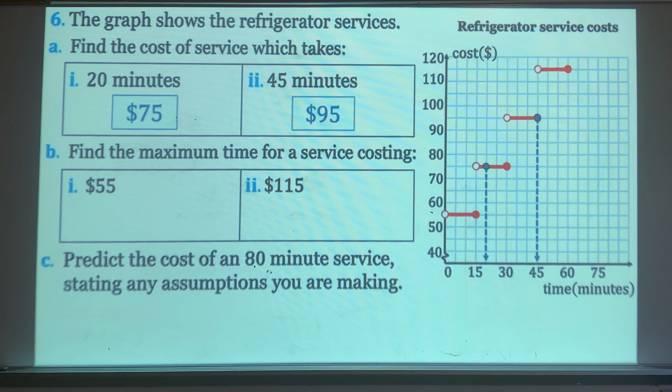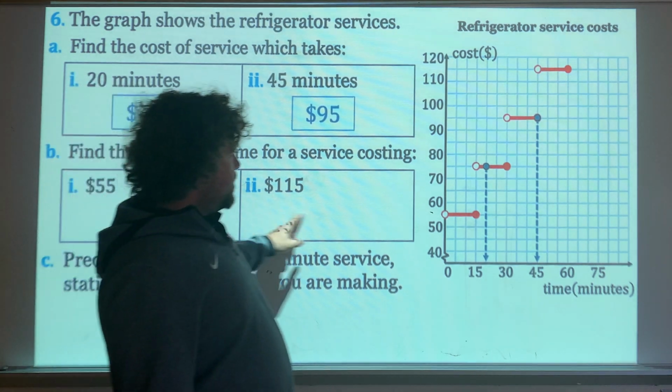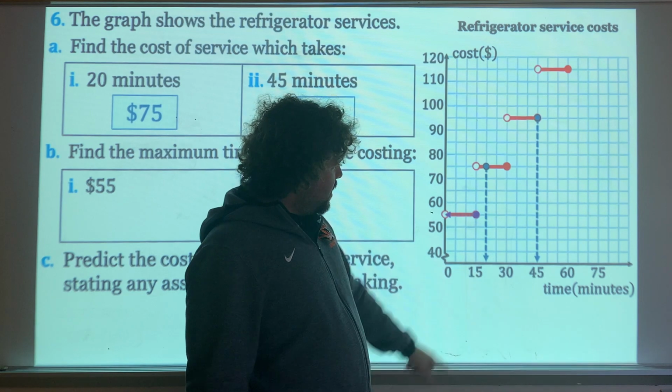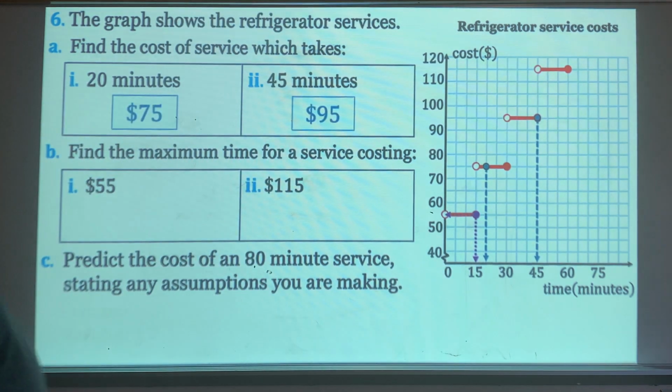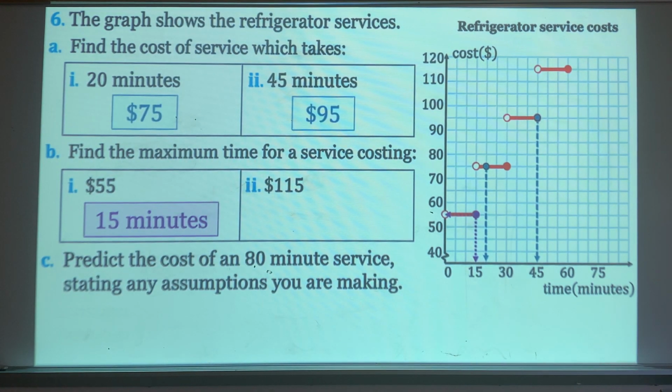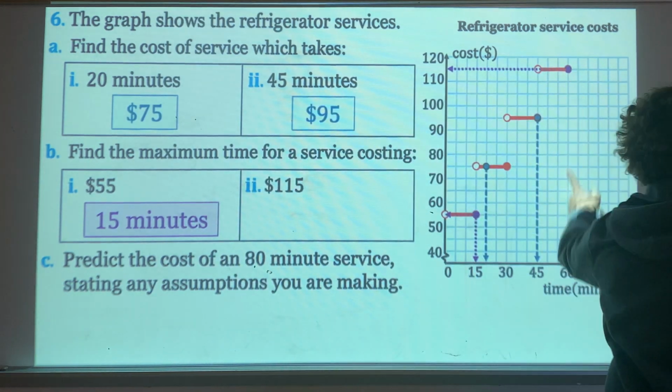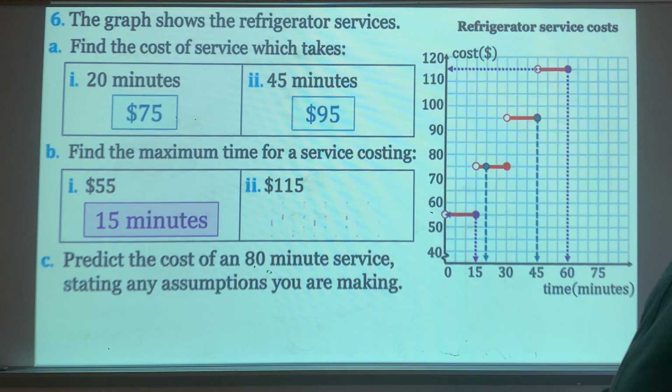Now we're going to go the other way. Find the maximum time for a service. Now the service costs $55, so the maximum time would be right here where the closed circle is, and that would be 15 minutes. Now $115. Watch what happens here. $115 goes right there. Drop it down, and you drop it down to 60 minutes, so an hour.